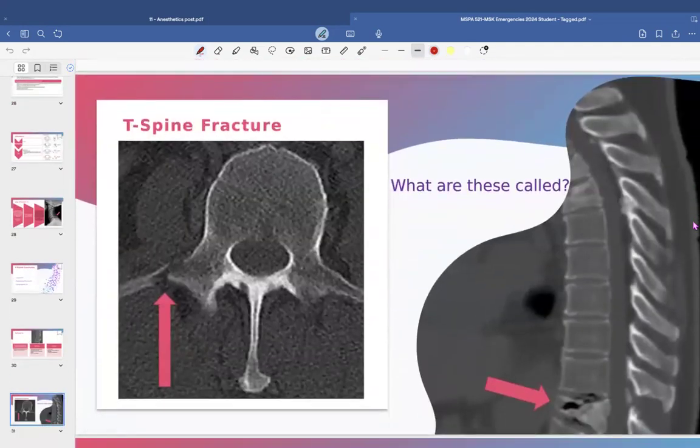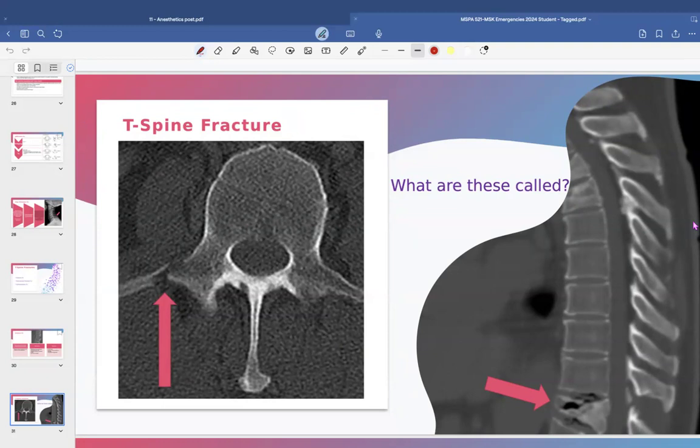Okay. What's that? Transverse process. Broken bone. What's this? Spinous process. Do I care about those fractures as much? No. What's this? Vertebral body. This is going to be your anterior area. This is going to be your posterior area.